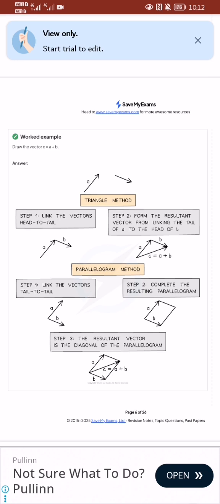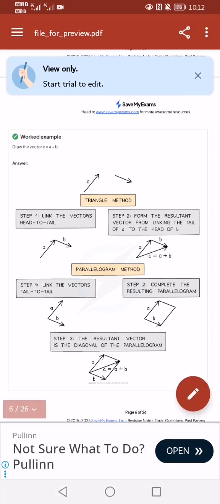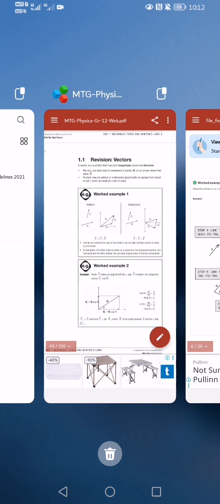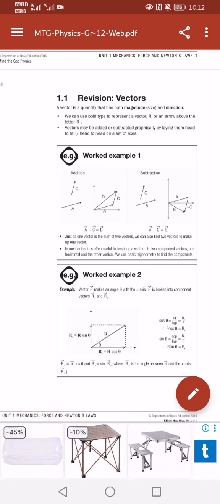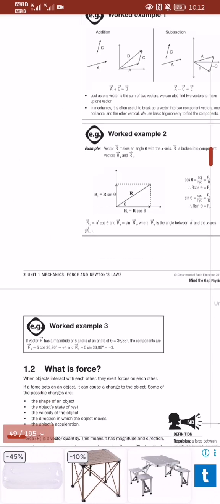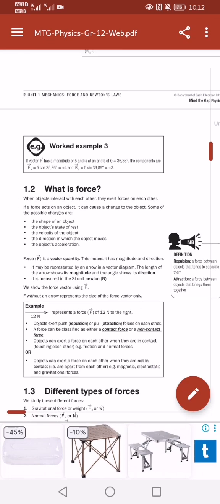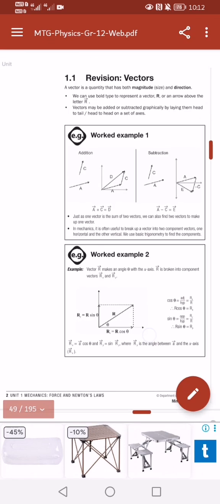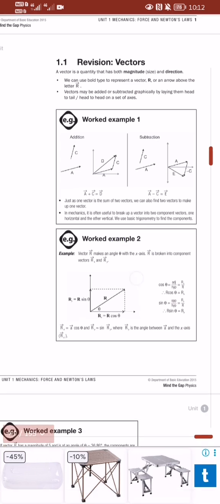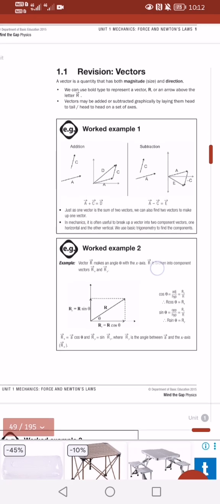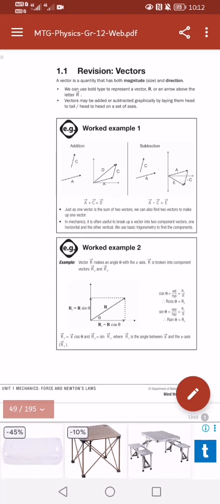You can stop the video and take a screenshot first, because it's just the revision from grade 11. That is it. And you must know the definition of a force, that it's a push or pull of an object. But you must define it following your guidelines.